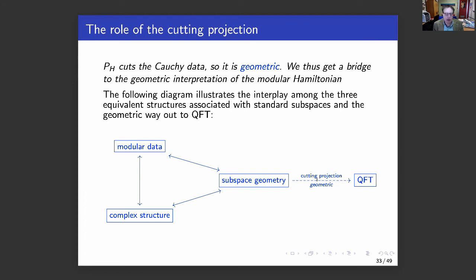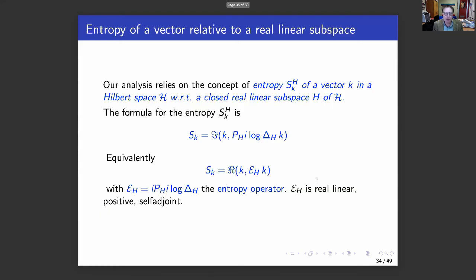So this is the way to define it, because the cutting projection is just to cut the Cauchy data of the wave. You have a region, a wave is expressed by Cauchy data, and then you put the Cauchy data to 0 out of the region. This is the cutting projection, which is of course a geometric operation. And then we can define an entropy, the notion of the entropy of a vector in a complex Hilbert space with respect to a closed real linear subspace.